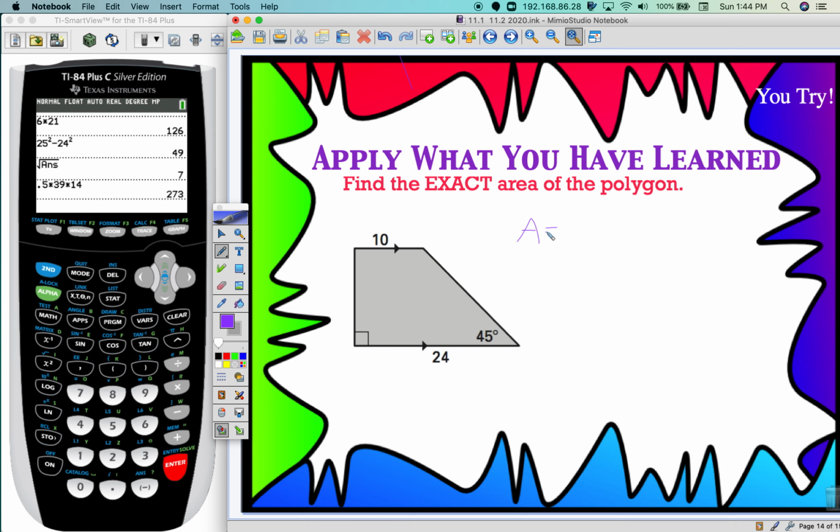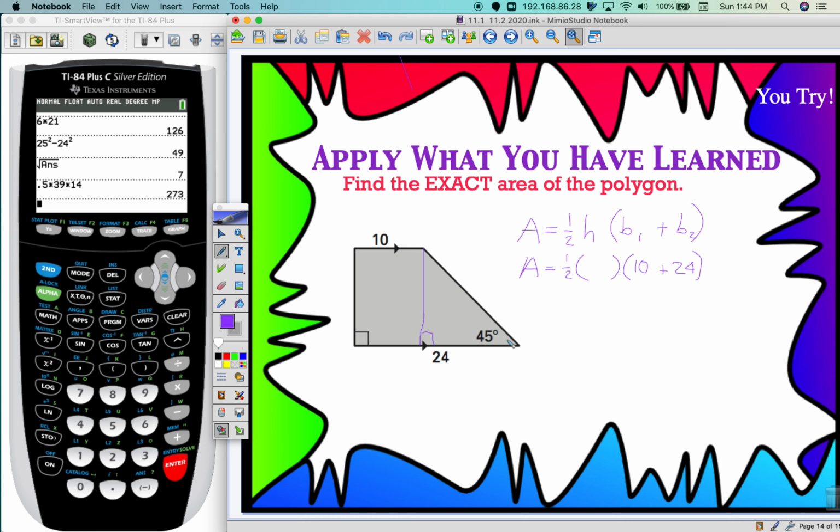Pretty much the same story. Write down your formula. Fill in what you can, and anything you're missing can probably be found with right triangle stuff. So this time, it looks like I don't know the height. I do know one base is 10 and the other one's 24. And if you draw a line right here, it might help you see the 45, 45, 90 triangle where you're going to do your work.